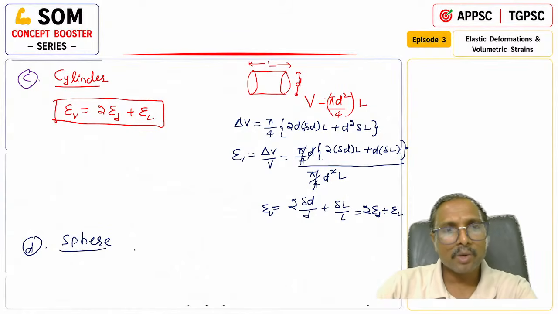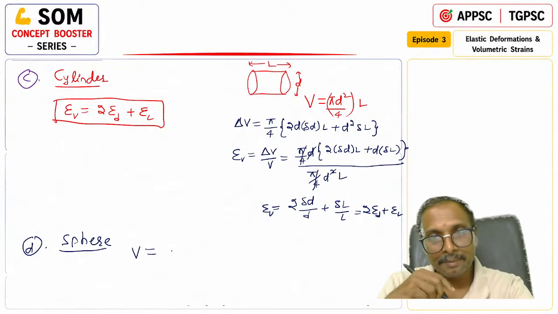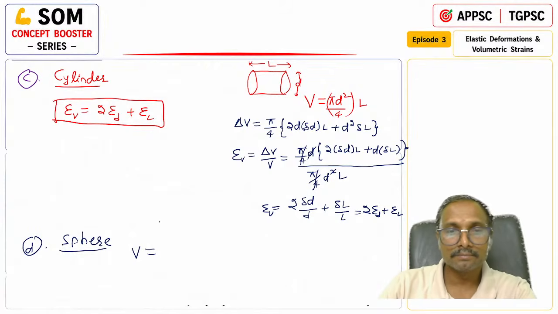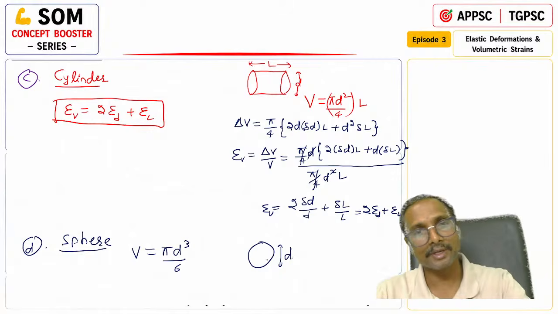So sphere, what is the volume of this sphere? Tell me, everyone. Anyone tell me, what is the volume of this sphere if you remember? That is pi D cube by 6. Pi D cube by 6. So this is the diameter of this sphere.